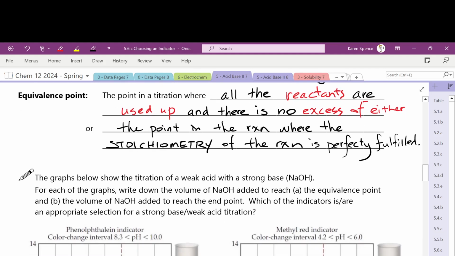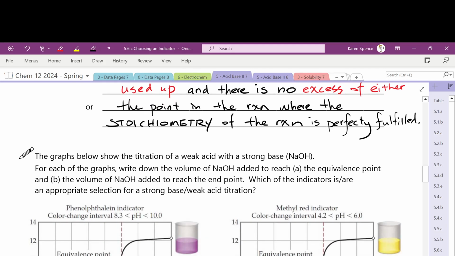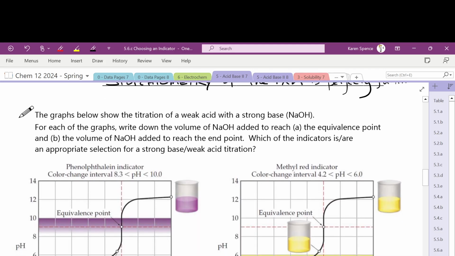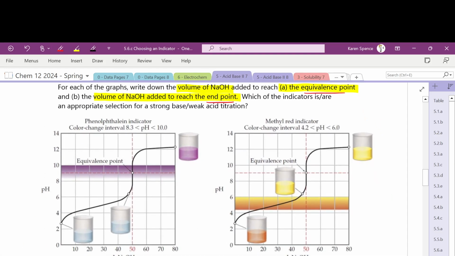Okay, the graphs below show the titration of a weak acid with a strong base. Write down, for each of the graphs, the volume of NaOH added to reach the equivalence point. So we want the volume of NaOH needed to reach the equivalence point and the volume of NaOH needed to reach the end point. So the equivalence point and the end point. So there's places for you to write it down below.